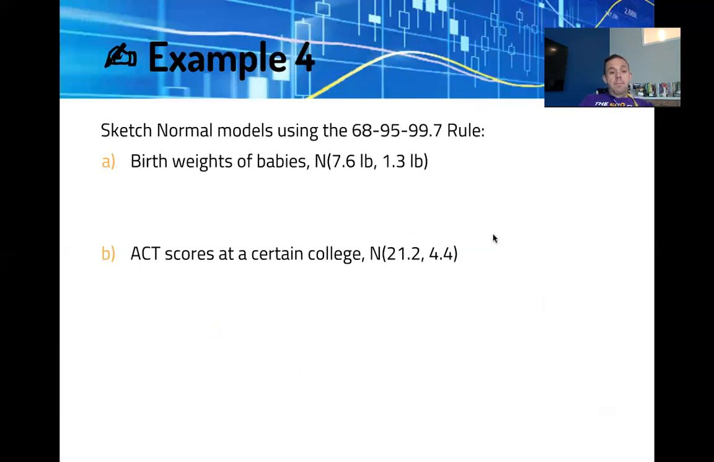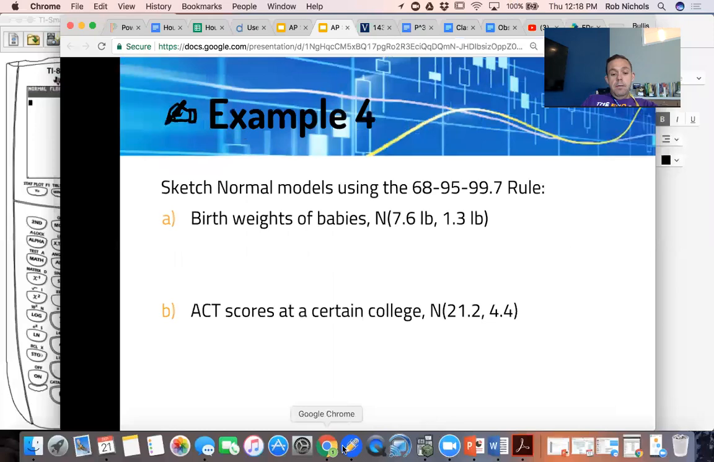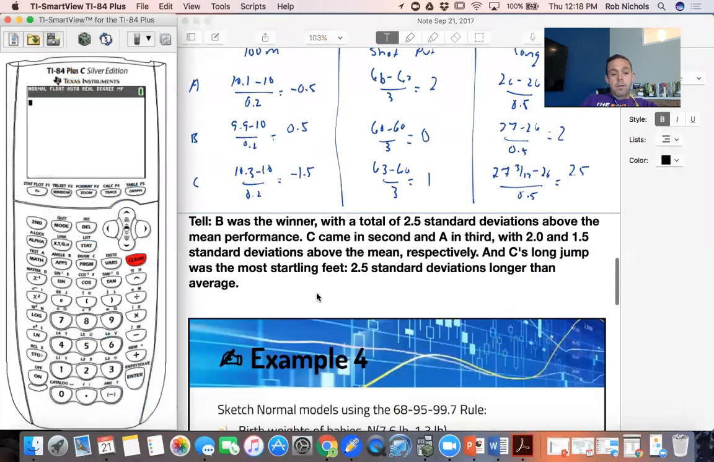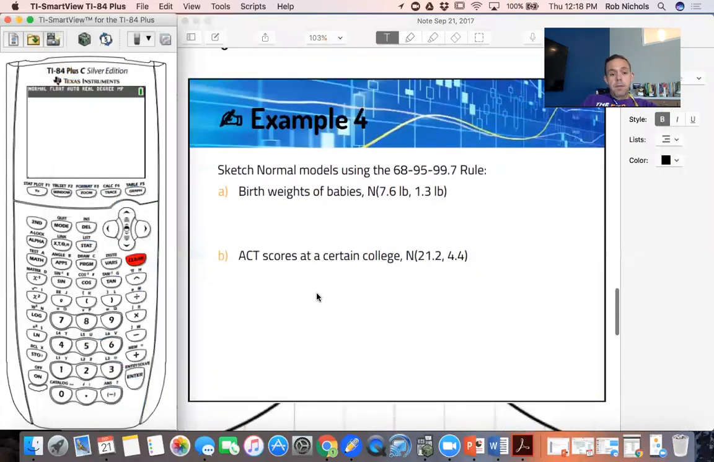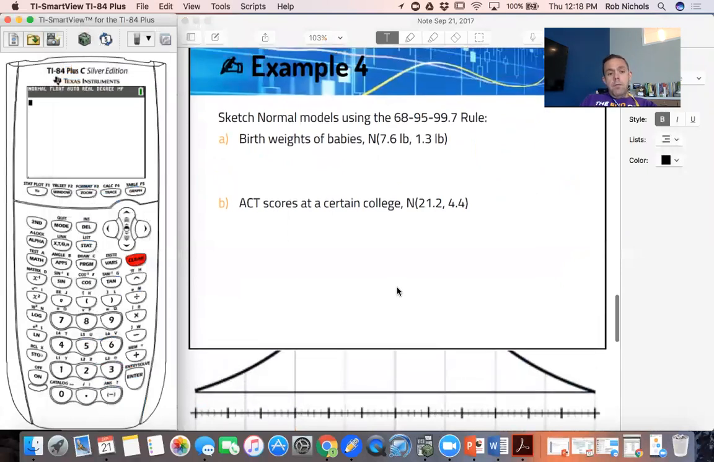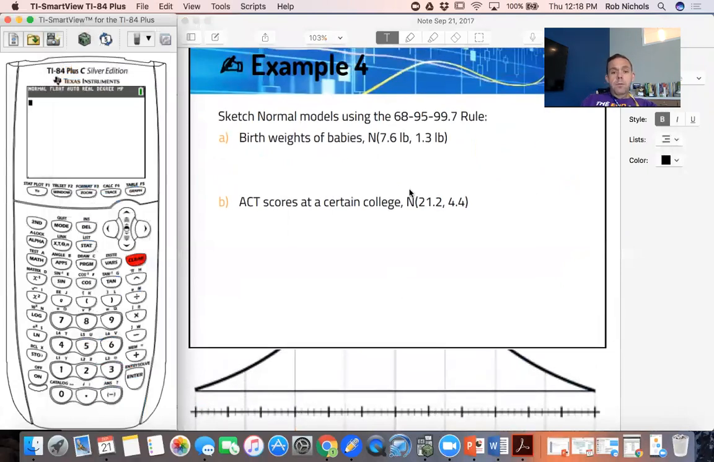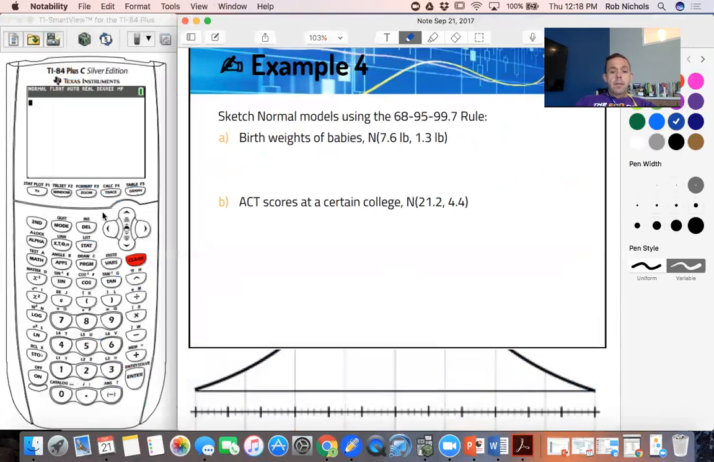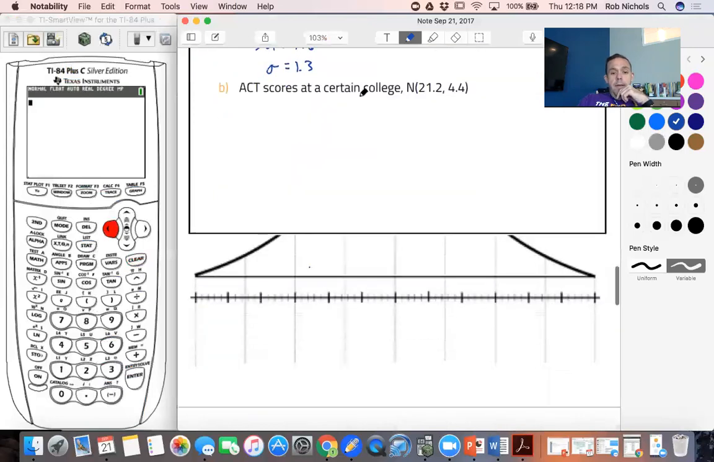So let's go to example 4. We're going to sketch a normal model using the 68, 95, 99.7 rule of the following. All right, let's go back to my Notability. Okay, and here's example 4. All right, so birth weights. What's told to us here is that the mean mu is 7.6 and my standard deviation sigma is 1.3. Okay, so we're going to go ahead and draw that.